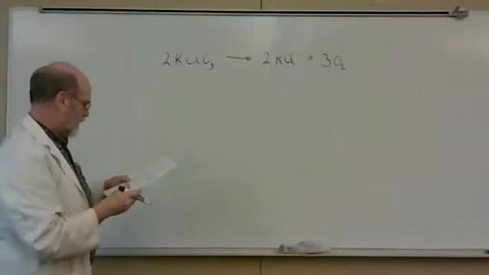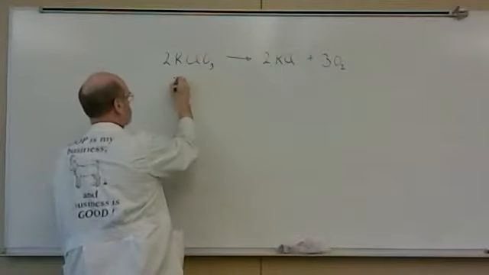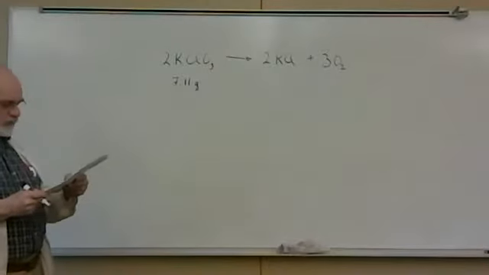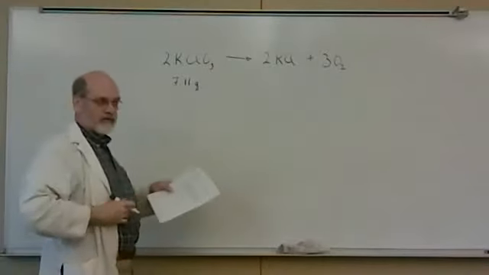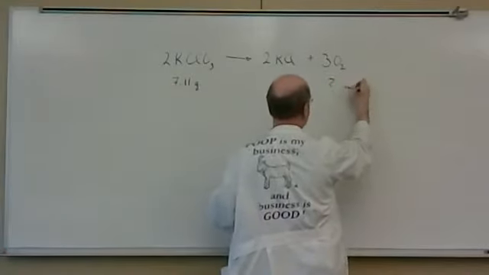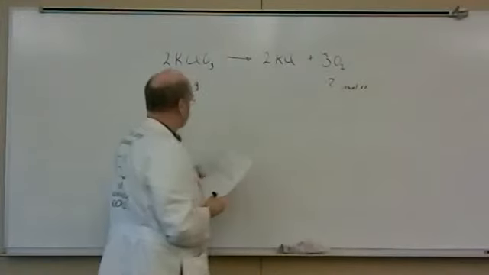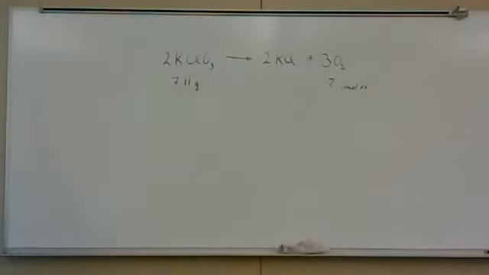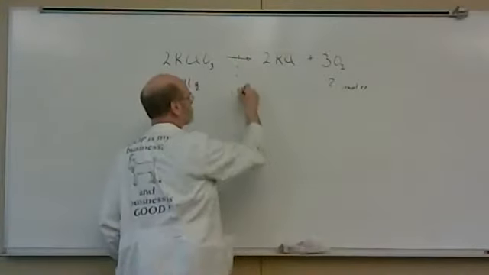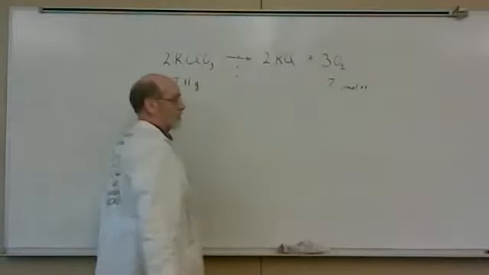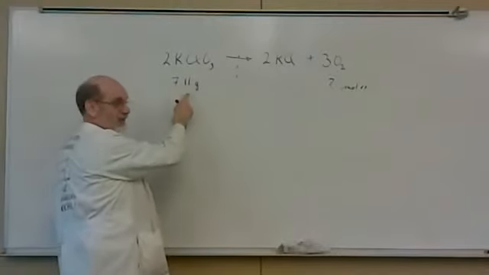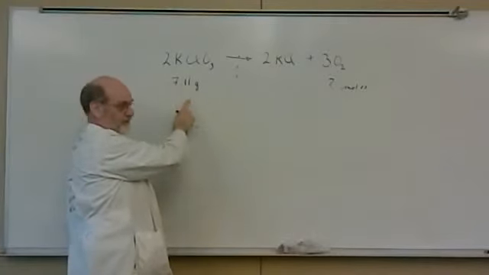We're given 7.11 grams of this. 7.11 grams of potassium chloride. Question is, how many moles of oxygen are formed when that decomposes? Okay, so we want to know, question, moles. How do we get there? Remember the Great Walls? You can't cross those unless you got moles. So you got mass here, you better make moles.